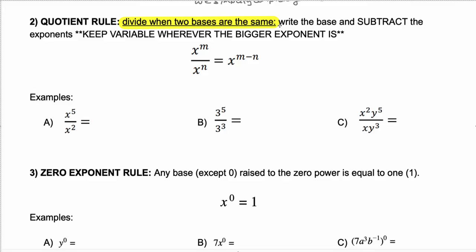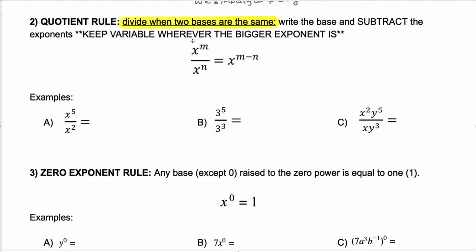If the bases are the same, we continue to write the base, but instead of adding the exponents, we actually subtract the exponents. Now there's a key piece here. You actually keep the variable wherever the bigger exponent is. That's important to remember. So the general statement of this, we have x to the m power divided by x to the n power. So this is a division, and we do have the bases of x are the same.